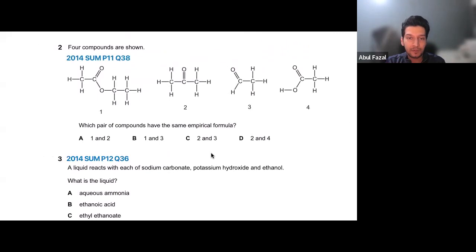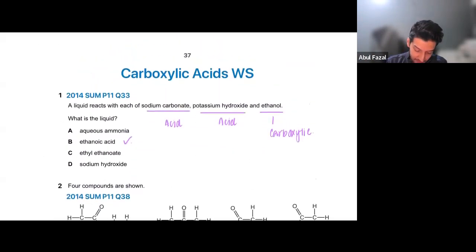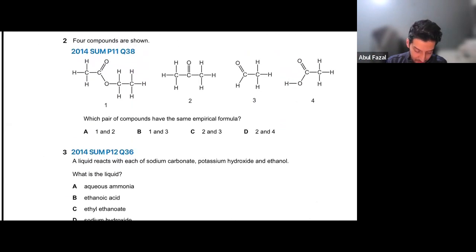Four compounds are shown. Which pair of compounds have the same empirical formula? You guys know what empirical formula is? Empirical formula highlights the ratios. Right? We're on page number 37. To find the empirical formula, you really need to know the number of each atom.